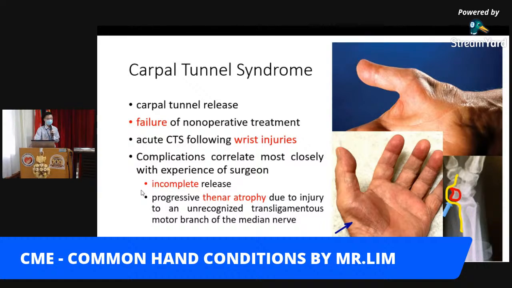Now we are talking about complications of surgery, to avoid injury to one of the branches of the median nerve. This is a branch that could potentially be injured during the surgery.